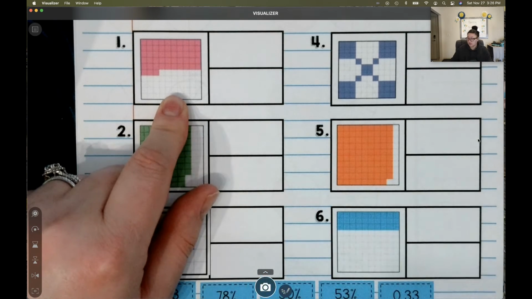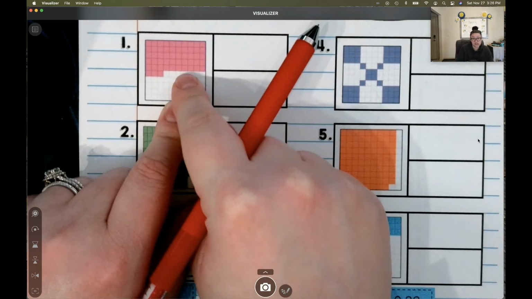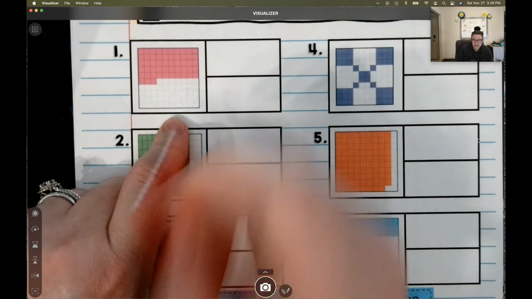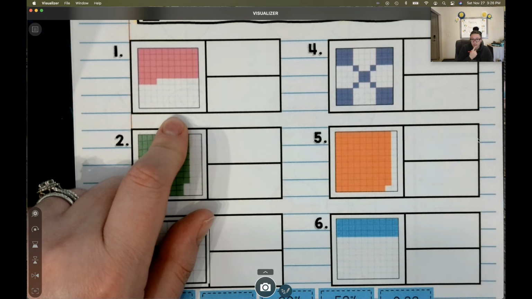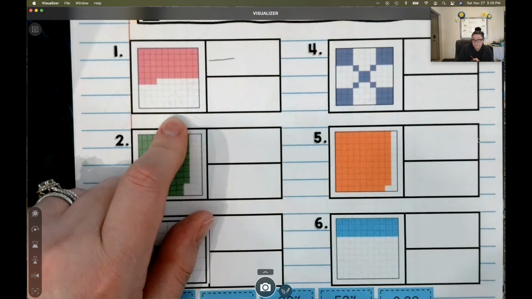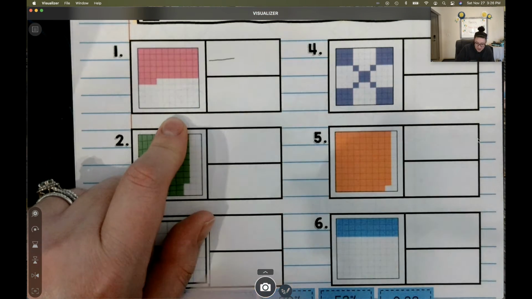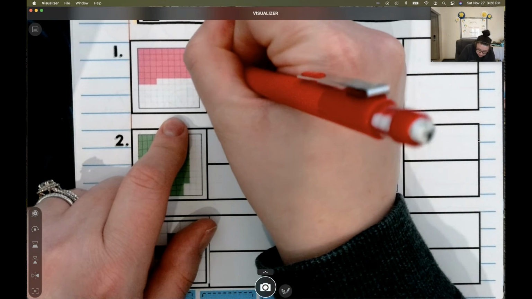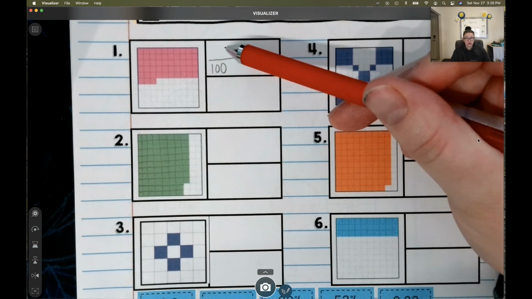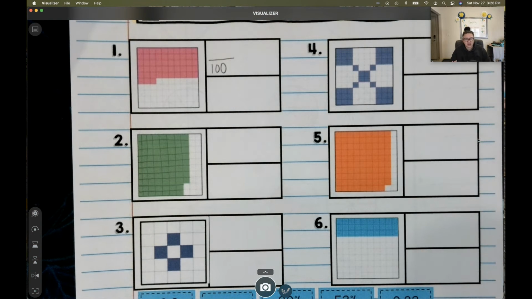So I want to figure out what this picture is as a fraction and as a decimal. I know again, how many blocks are there? I know there's 100 blocks. So would 100 be my numerator or my denominator? 100 would be my denominator. And then we need to figure out how many of them are shaded. How can we do that?